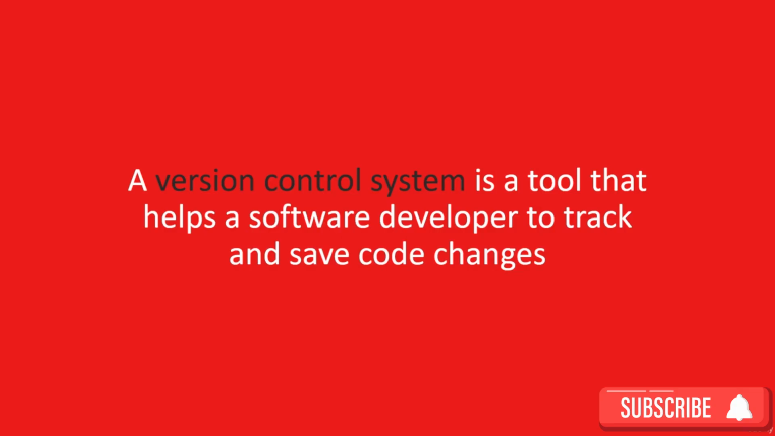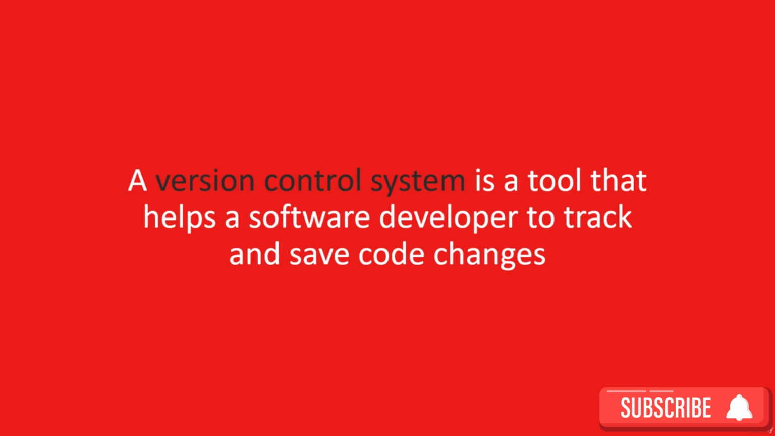A version control system is a tool that helps you as a software developer to track and save all your code changes. This means that you don't have to copy anything around to save the current state of your source code. Instead, the version control system stores all the changes for you.